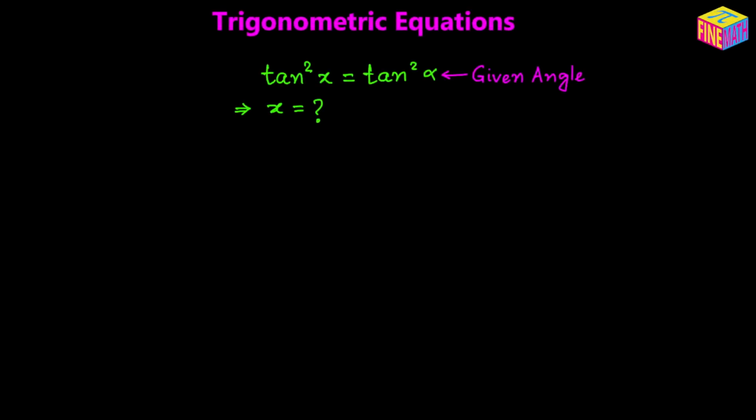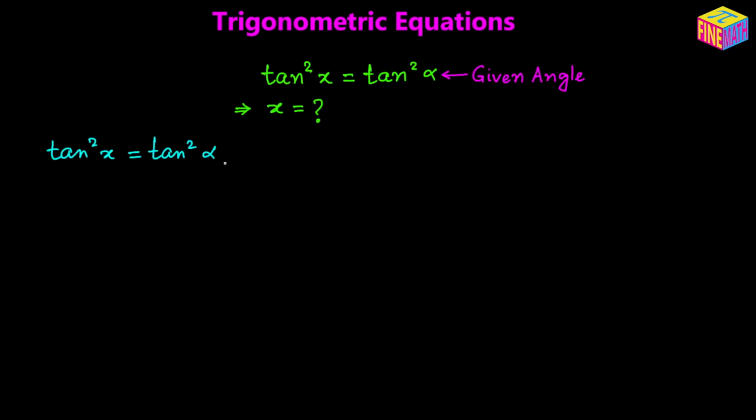Hi everyone, in this video we are going to see how to solve a trigonometric equation which looks like this. Tangent square of x equals tangent square of alpha, where alpha is a given angle of course. And for an equation like this, what would be the value of x? So let's get started. Let me first write down the equation again.